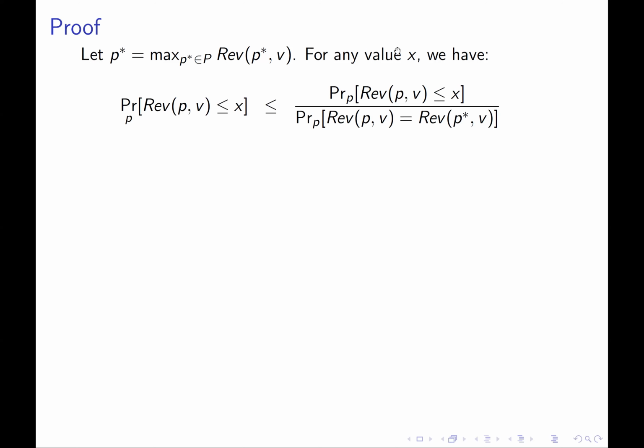Okay, and now let's consider our revenue target X. For any revenue target X, let's think about what is the probability that the exponential mechanism will give us a price that doesn't hit that revenue target. Let's say that a price is bad if its revenue is less than X. And now I want to think about what's the probability that the exponential mechanism gives us a bad price.